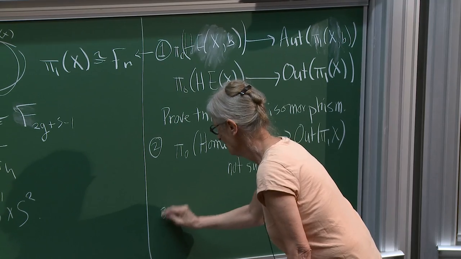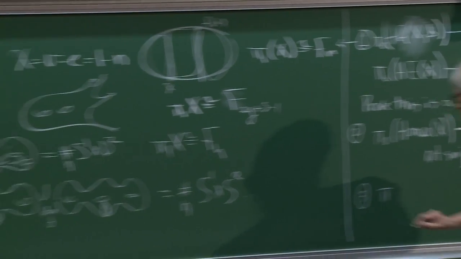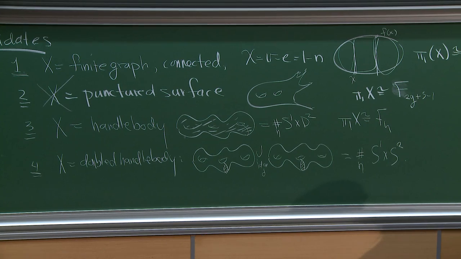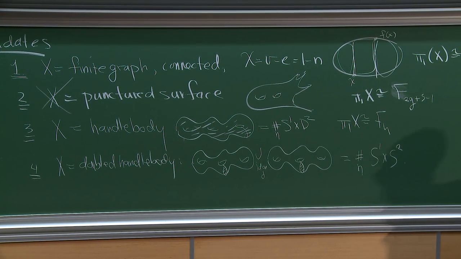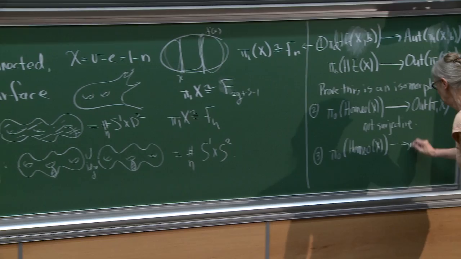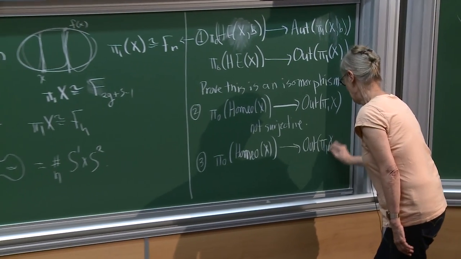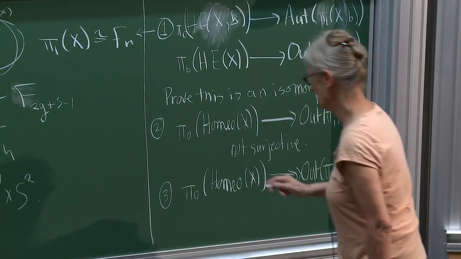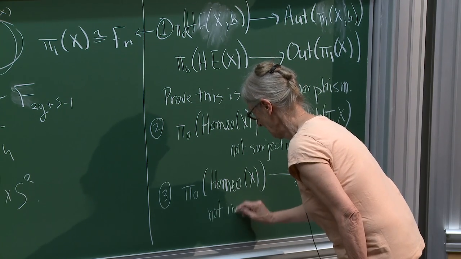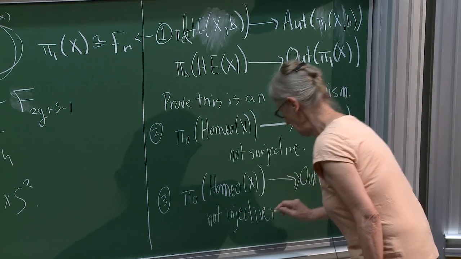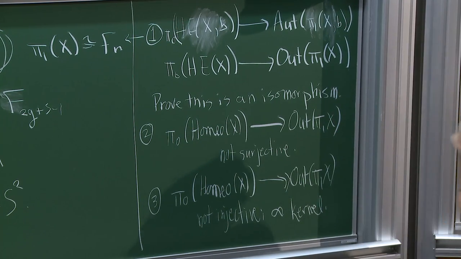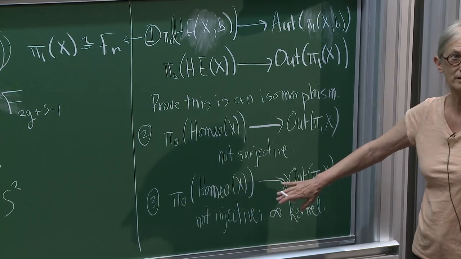What about number three? Again, you can go from a homotopy equivalence to a homeomorphism. So pi naught of, you could look at, so there's a map like this. And that is surjective. So that's good. We made progress. The problem is that it's not injective. In fact, it has an infinite kernel. And again, in the exercises, I'll tell you why there's a kernel.